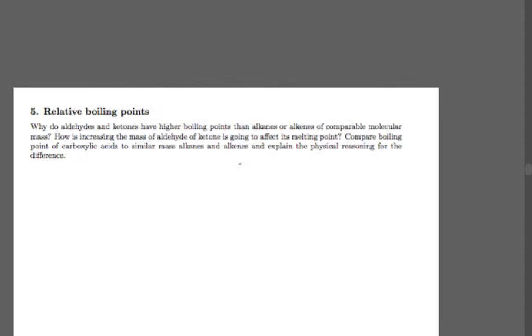Let's go to the next one here. There we go. Relative boiling points. Why do aldehydes and ketones have higher boiling points than alkanes or alkenes of comparable molecular mass? How is increasing the mass of aldehyde or ketone going to affect its melting point? Compare the boiling point of carboxylic acid to similar mass alkanes and alkenes and explain the physical reasoning for the difference. Wow. Okay.